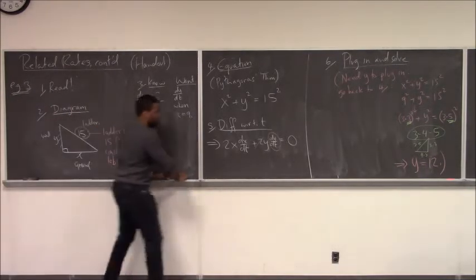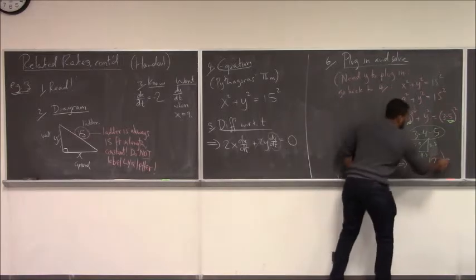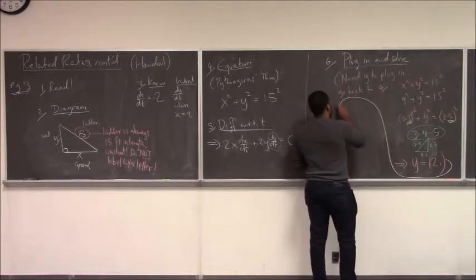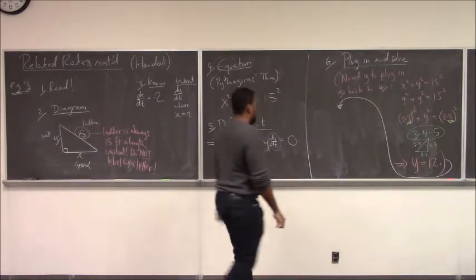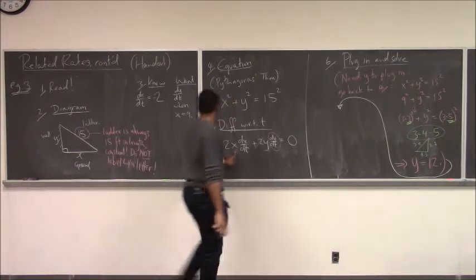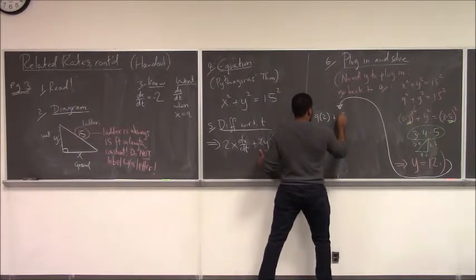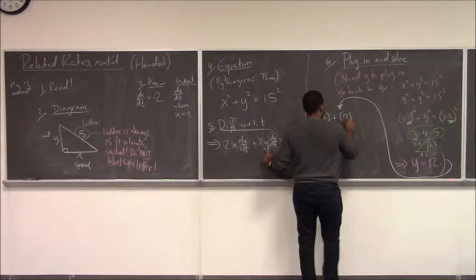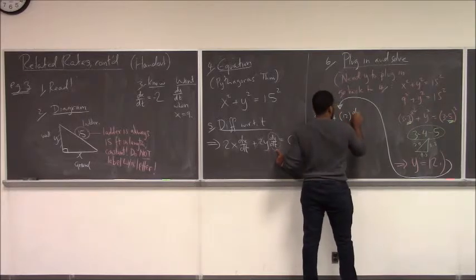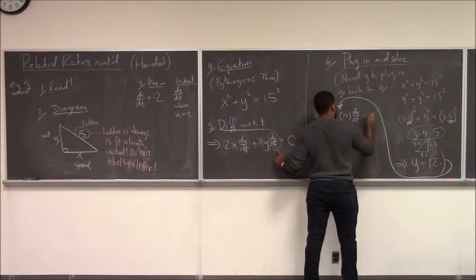Maybe I want to continue. Now we can plug in. Our x is 9, dx/dt is 2, plus our y we now know is 12, and dy/dt we don't know, that's actually what we want to find.